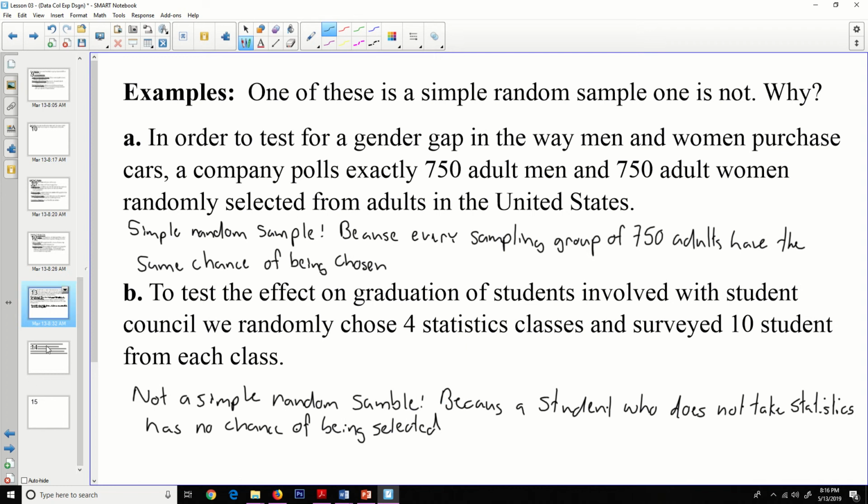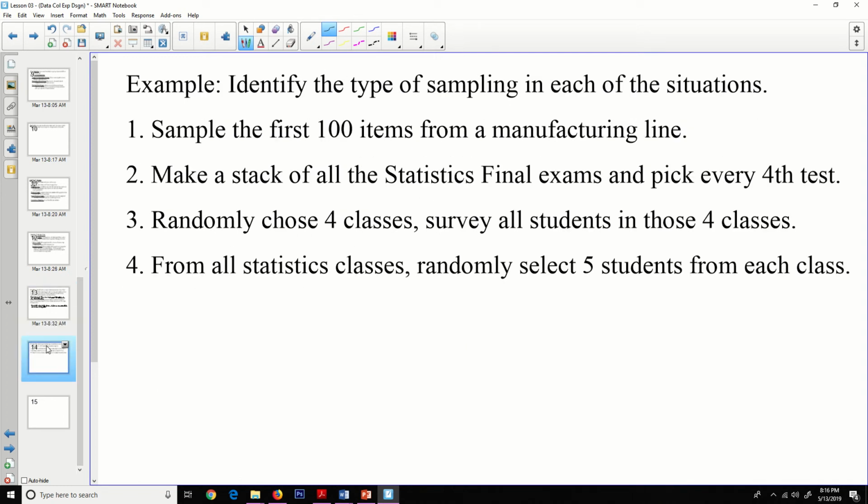All right, moving on. Four quick questions here. Identify the type of sampling in each of the situations. So I want to read these off. You should press pause and then make a guess based on what we've gone over so far, and then press play and check your answers.